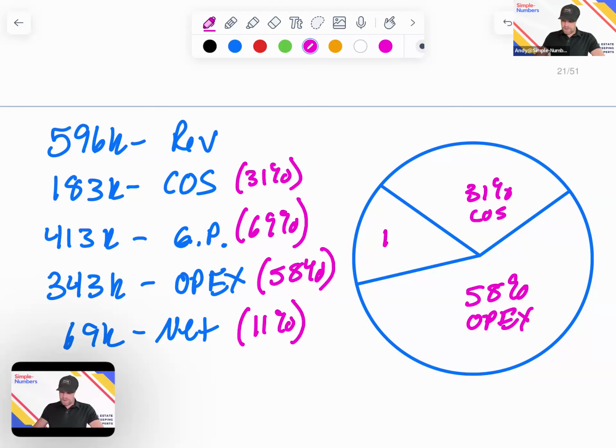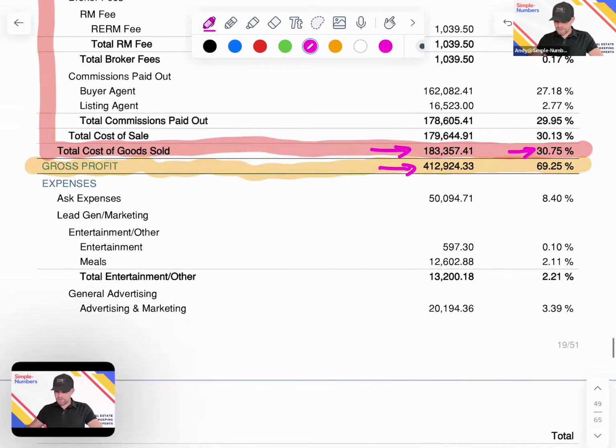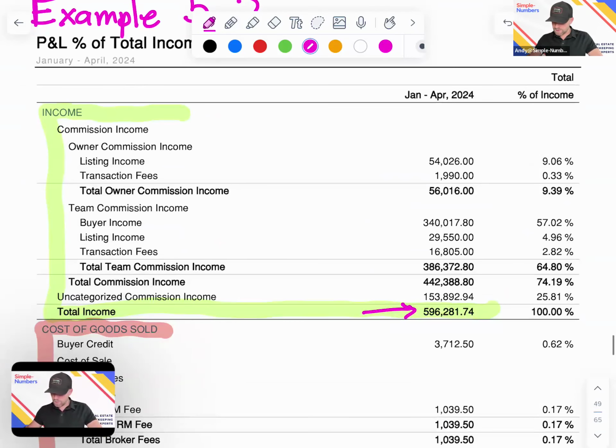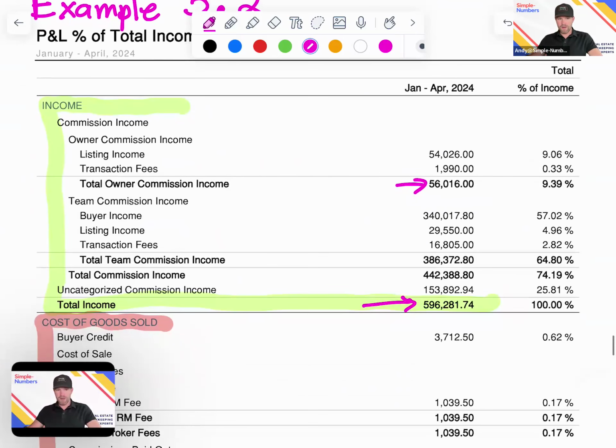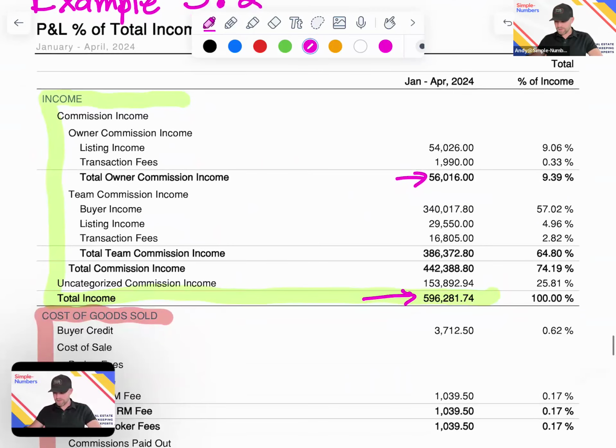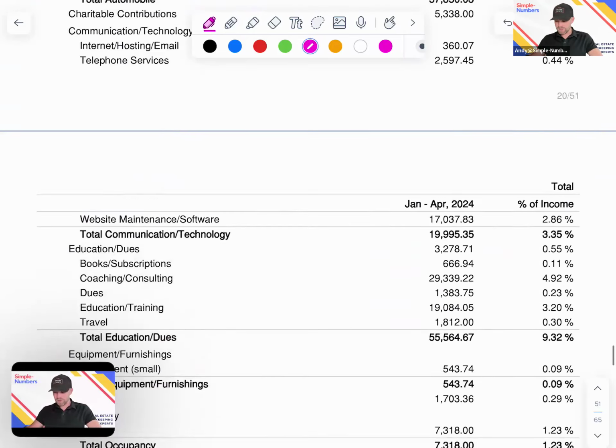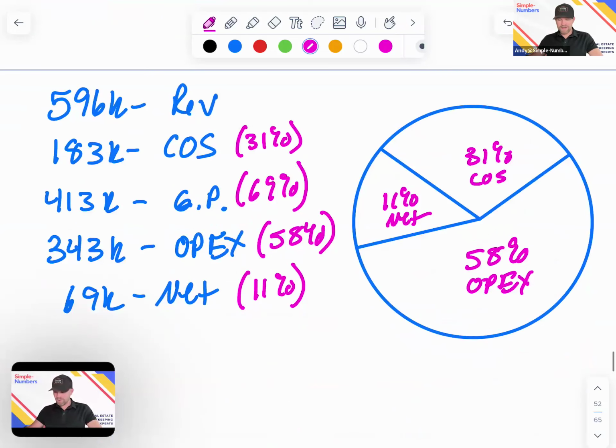Okay. So I don't love this for this agent and this team leader. There was some owner commission as well. Not a ton, but about 10% of the revenue came from the owner. 90% came from non-owner deals. So that's great. So he's mostly out of production, he or she, but we're only at 11% net. Well, where's the issue? It's not cost of sale. It's right here. Operating expenses, 58%.